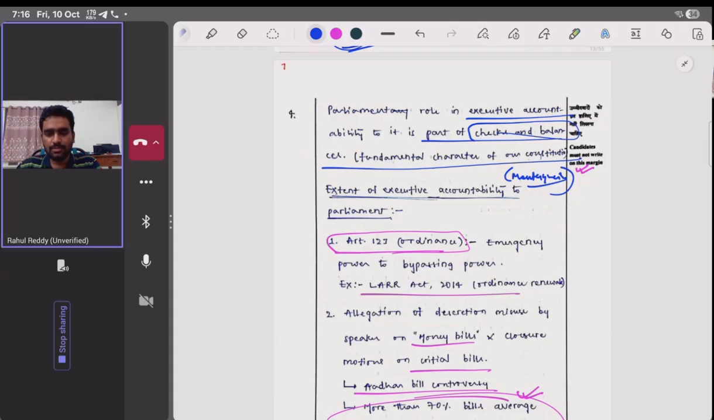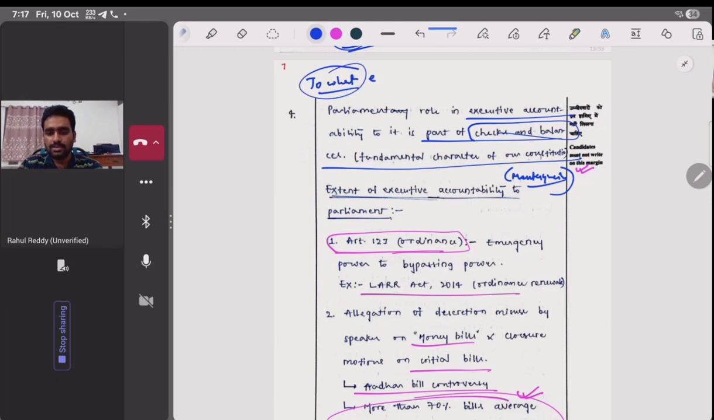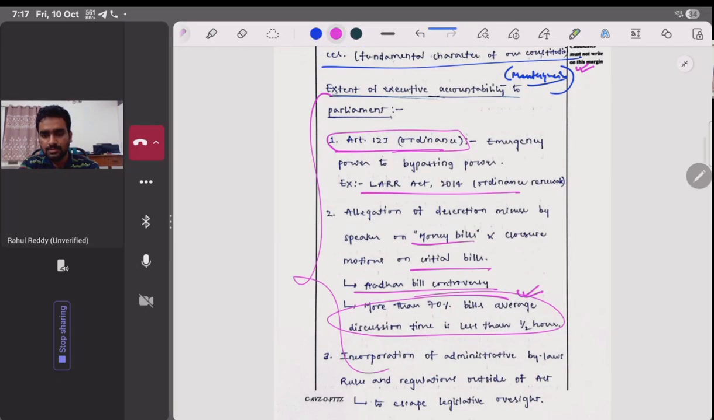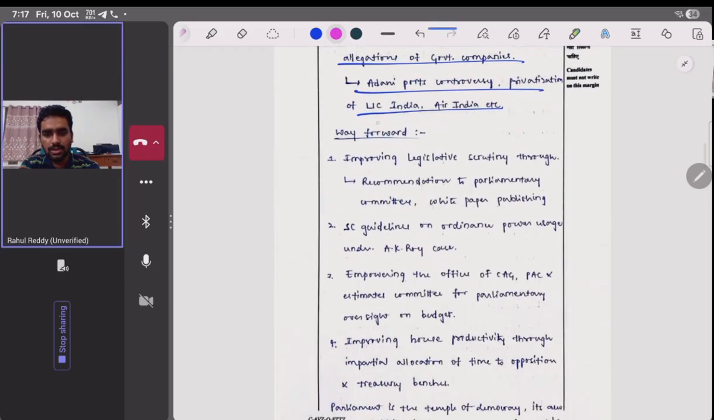Okay, just a minute. In your view, the parliament is able to ensure accountability of the executive in India, to what extent, right? To what extent? If this type of question has been asked, then you have to mention positive and negative. Both you have to mention. Here you are mentioning exactly negative.